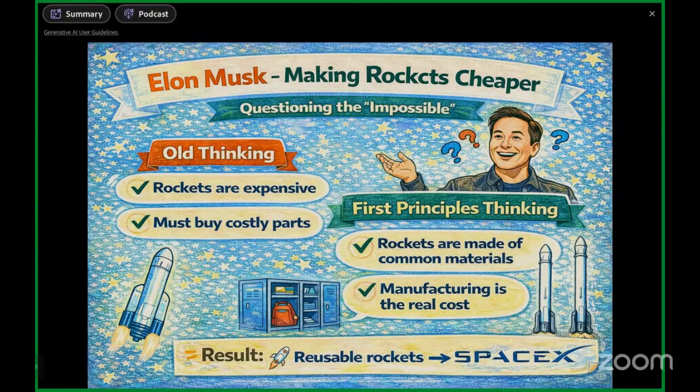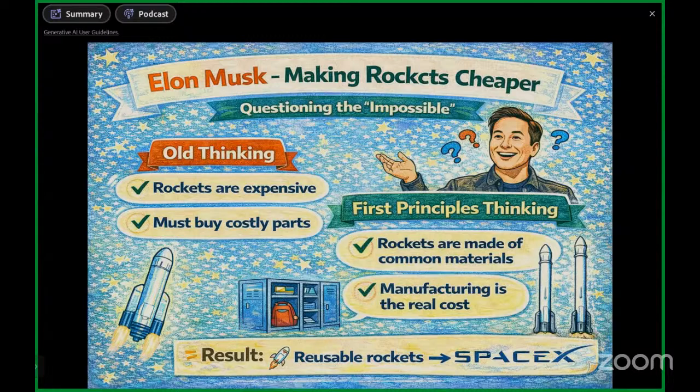Traditionally, rockets are very expensive. Most of the rocket companies buy costly parts. But Elon Musk came and said, okay, let us break everything down. Rockets are made of common materials. You can share materials from other aspects of mobility machinery. And what if you bring them here? Manufacturing, he understood, is the real cost of rockets. If you send a rocket into space, the whole rocket's manufacturing is gone. So he thought, what if we bring back the rocket onto the ground, onto Earth, and reuse the rocket?